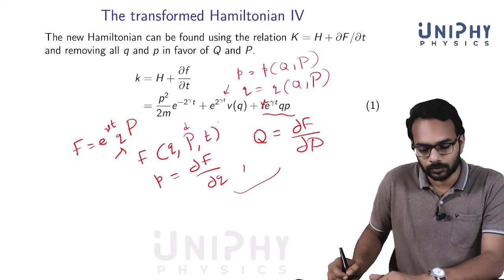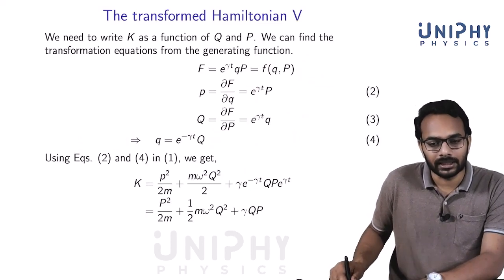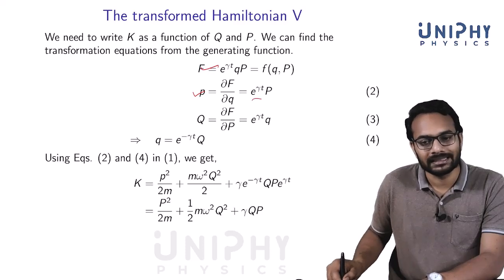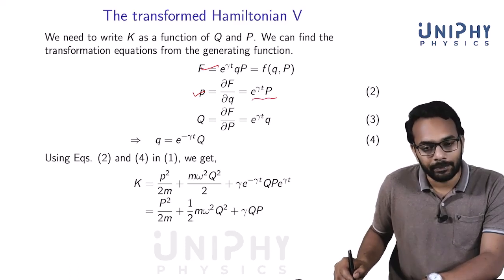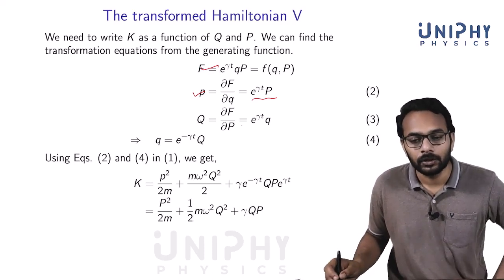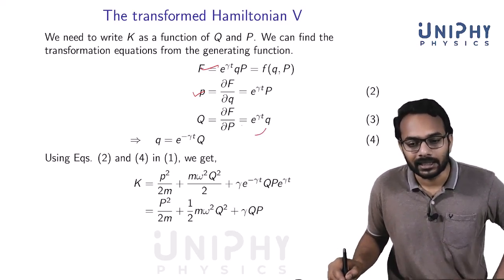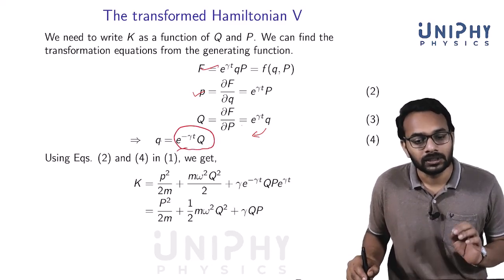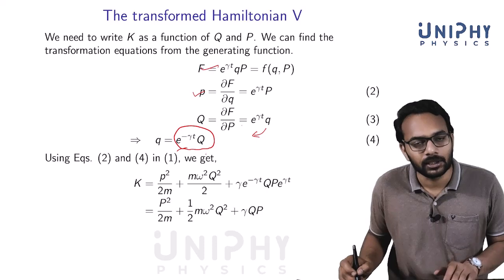So here is F, and small p is ∂F/∂q, it's e raised to gamma t times p, and capital Q is ∂F/∂P, right? That's e raised to gamma t multiplied by q. So from here we see that small q is equal to e raised to minus gamma t multiplied by capital Q. So we have got small q in terms of capital Q.